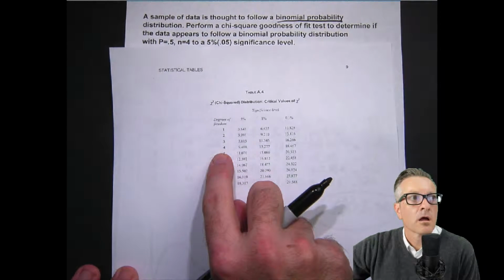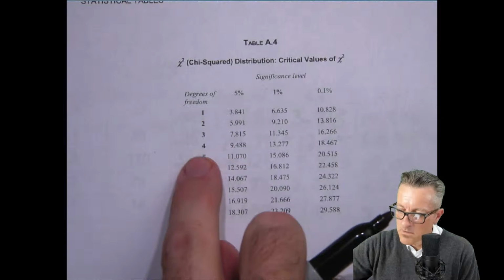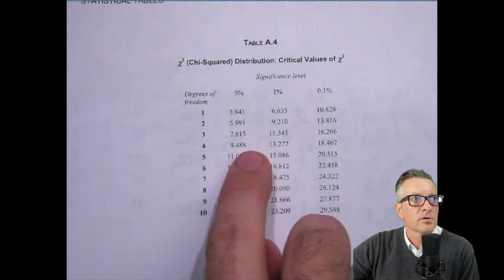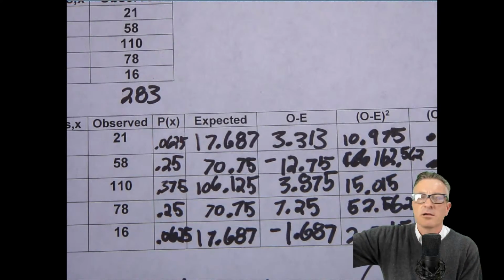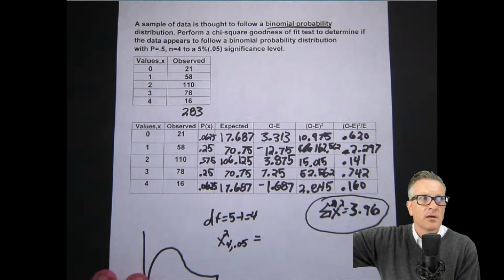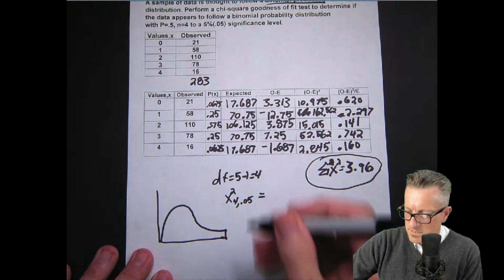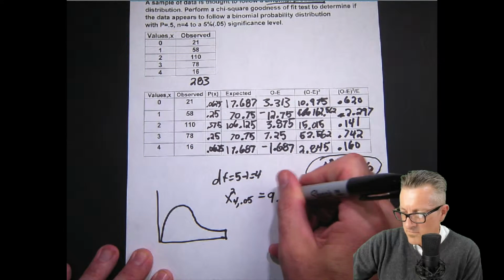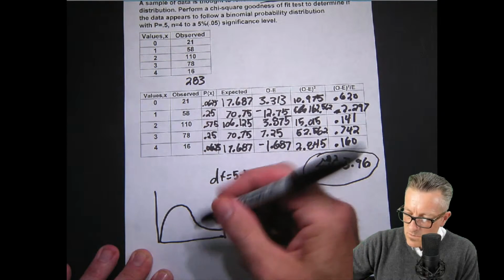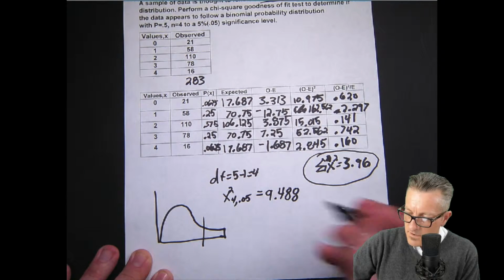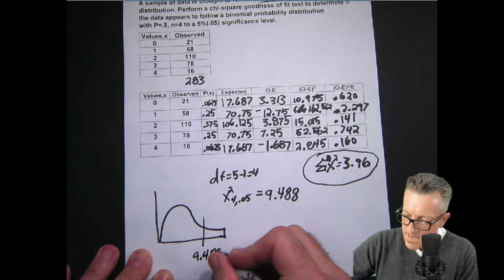So 4, 0.05, 4, 0.05 is 9.488. Now I need to remember to back out here, otherwise everything is going to be big. Okay, so that was 9.488. Okay, so that's our critical. Okay, so we're going to put this on our drawing. So we go 9.488.